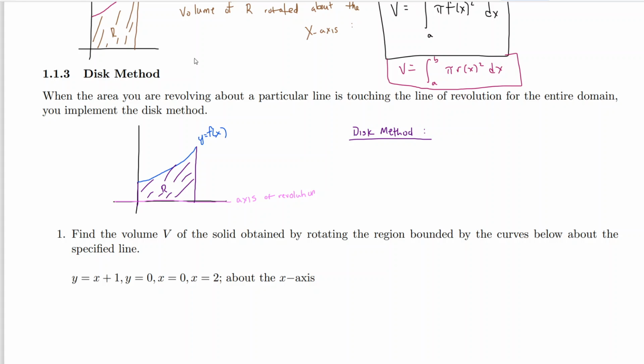And what we're really looking for here is when the area you are revolving around a particular line is touching the line of revolution for the entire domain, you implement what is called the disk method. And this is really also the same picture we had in the previous examples that I showed above, just explaining this. So it really looks like it's the only example at this point. We'll see the other type in the future. But what I'm describing here is that this is our region R, which is what is being revolved. And it's being revolved around the x-axis, but I just labeled it as the axis of revolution.